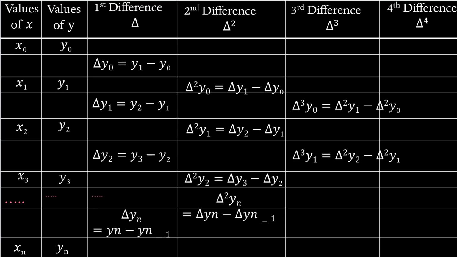Right. The next, fourth difference. The fourth difference will be delta to the power 4 y0 is equal to delta cube y1 minus delta cube y0, and it should be written in the delta to the power 4 column in between the rows of delta cube y0 and delta cube y1. So like that you can write for n number of differences. In this way you need to construct a forward difference table, and you will understand this in a better way when we solve the problem of constructing a forward difference table.